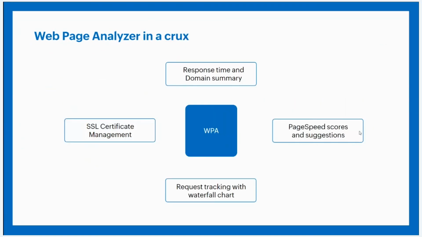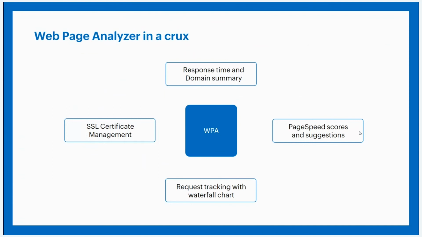The Applications Manager's Web Page Analyzer tracks and provides insights into various key metrics, such as the response time and domain summary. You will also get the page speed scores and suggestions, etc. So, what exactly happens and how does this work? During each poll, Applications Manager loads the web page in the Firefox browser in a cacheless state, and then it captures real-time data of various performance metrics of the web page.